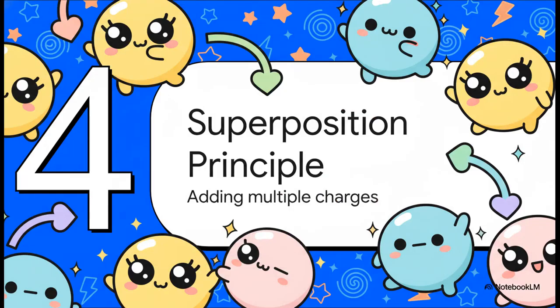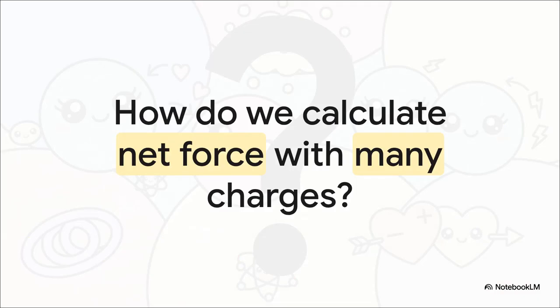Which brings us to Section 4, Principle of Superposition. What happens when more charges crash the party? Now, this is a highly logical question. If our formula is specifically designed to only calculate the interaction between two charges at a time, how on earth are we supposed to figure out the total net force on a single charge when it's caught up in a messy, crowded web of multiple neighboring charges?